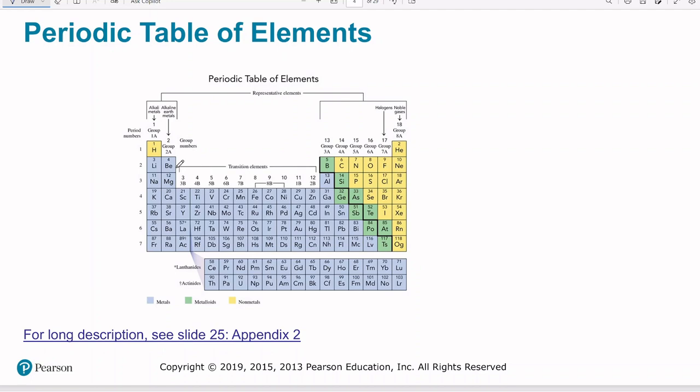That's demonstrated again here on this smaller periodic table. We see the groups in the vertical columns and the rows 1 through 7 from top to bottom.